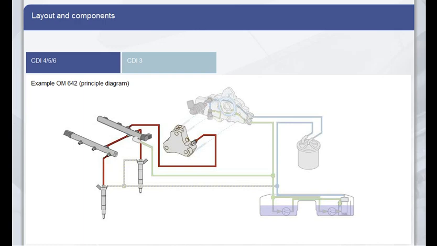Click on the CDI system to compare them. Move the mouse over the highlighted components to see what they are called. Click on the components for a brief summary of what they do in the system.